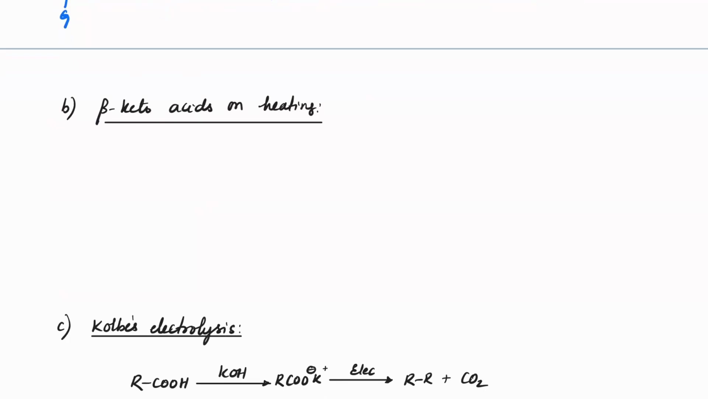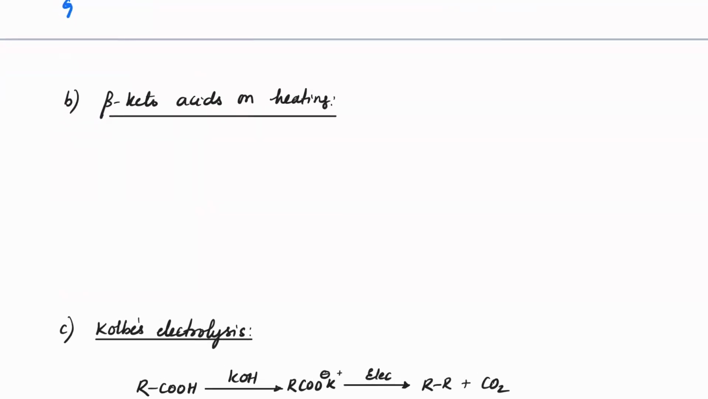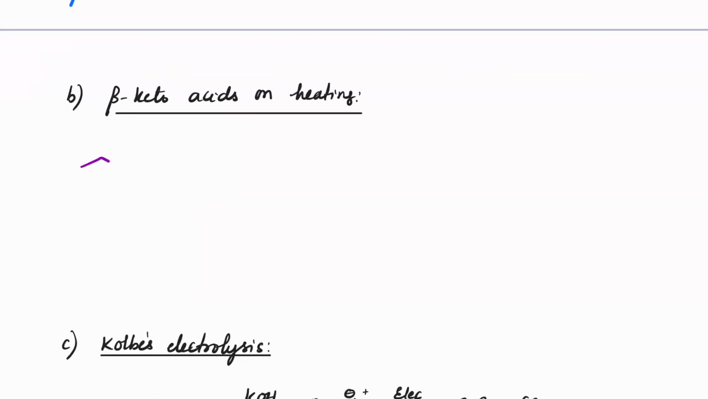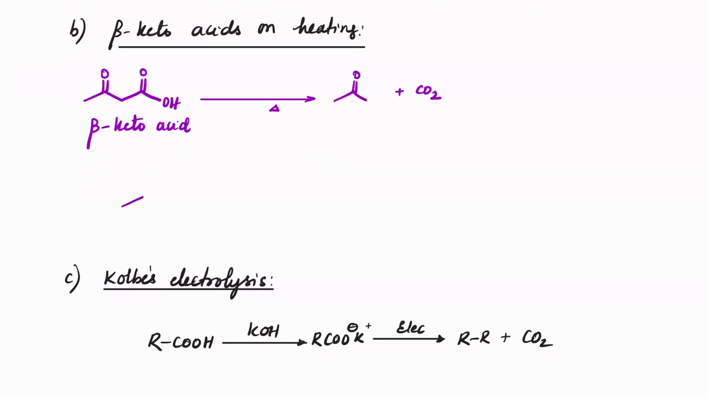Next, decarboxylation is done by beta keto acids. That is, if you have double bond O, double bond O, and OH here, this is a beta keto acid. Beta keto acid on heating will get easily decarboxylated and convert into CO2. The mechanism is the same as we learned earlier. O and H here, double bond O.